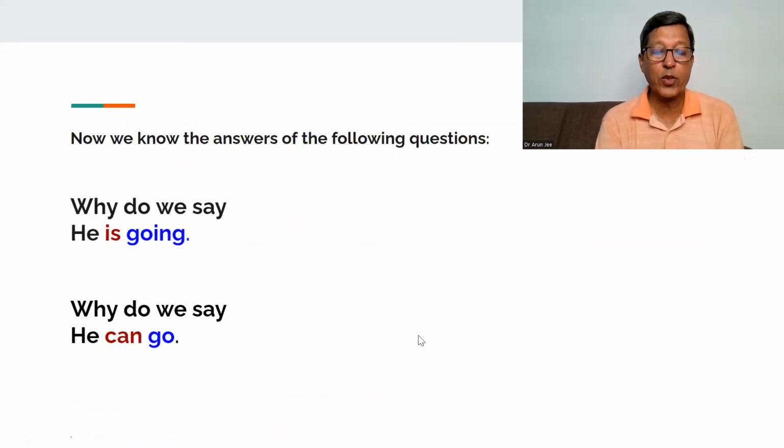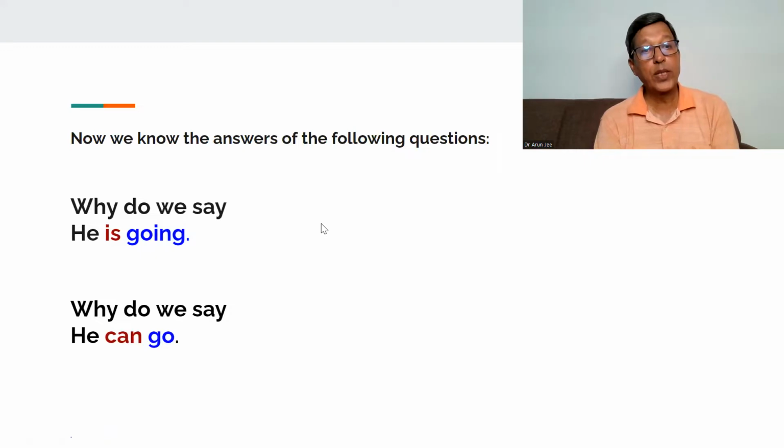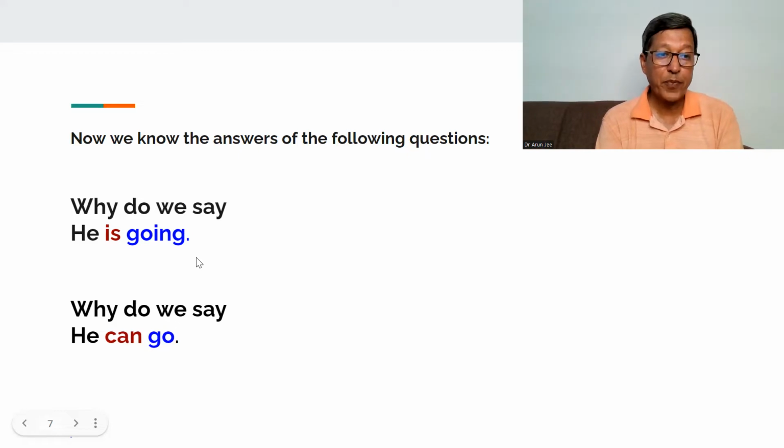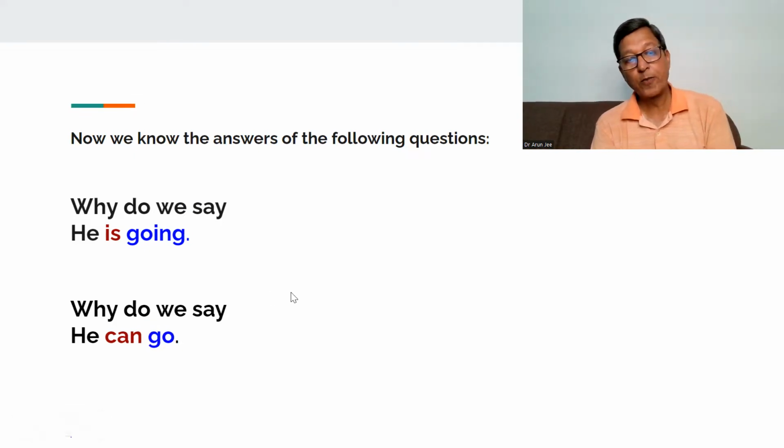And we come back to the questions with which we had started. Why do we say he is going? We say he is going because the ing form is used with is. You should use the ing form always with is, am, was, were, are, all these five. And why do we say he can go? Because you have to use only the first form after the modal auxiliaries.